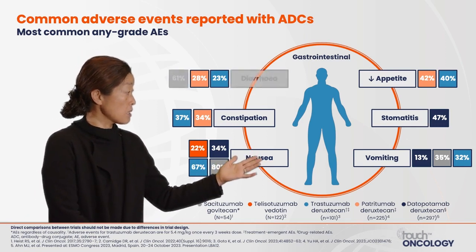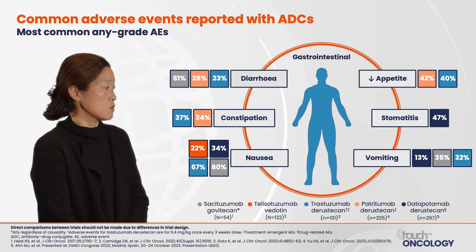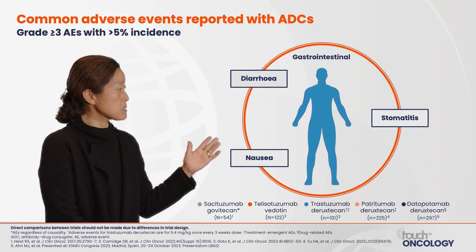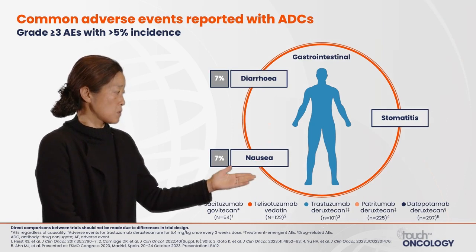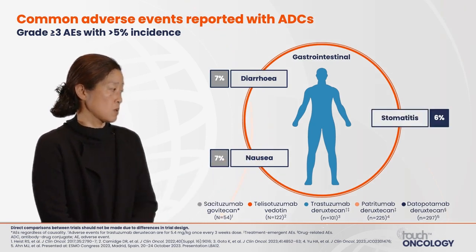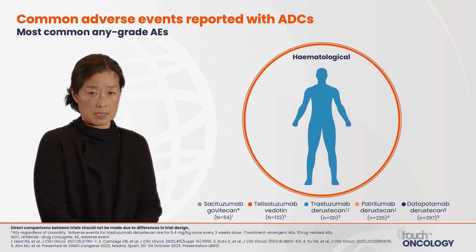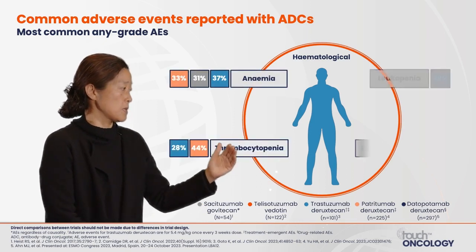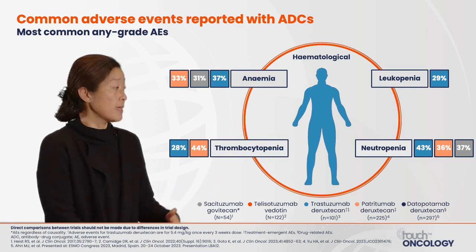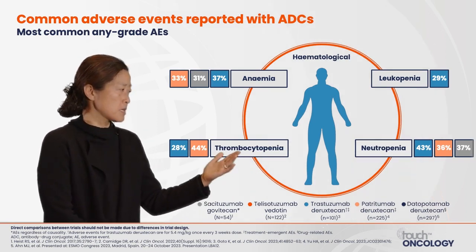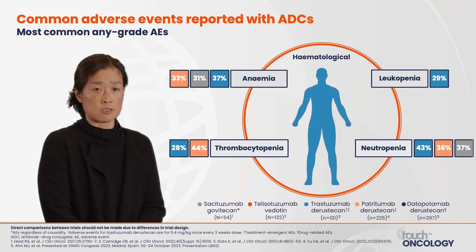For example, diarrhea, the rate is highest with sacituzumab govitecan. Stomatitis is something that seems relatively unique to datopotamab deruxtecan. And when you look at the rates of grade 3 or higher AEs with at least 5% incidence, you can see diarrhea and nausea are the ones that we see with sacituzumab govitecan, stomatitis with datopotamab deruxtecan. What about hematologic side effects? We can see cytopenias with these ADCs, anemia, thrombocytopenia, leukopenia, neutropenia, and you can see the rates of these by the different ADCs, again color-coded in the same way. And here I'll note that we see an absence of really much in the way of hematologic AEs with datopotamab deruxtecan as compared to some of these other ADCs that are shown here.